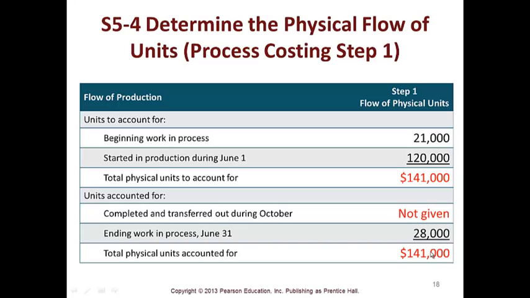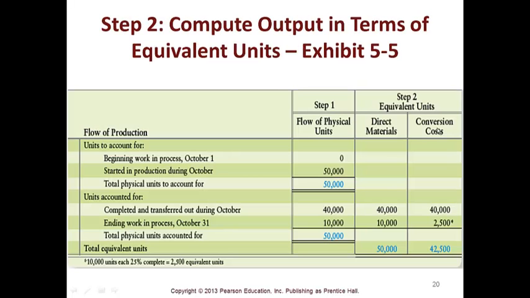So you're going to back into what was completed and transferred out, which is the difference between the 141 and the 28,000. So like I said, it's a math problem. Get out Excel or your calculator and a piece of paper and make sure you can do the math. And all these problems are going to be set up the same way. Now going back to Exhibit 5.5 where we just ended a moment ago, here's your 40,000 transferred out and your 10 ending, so you know you had an equivalent unit of 50,000.